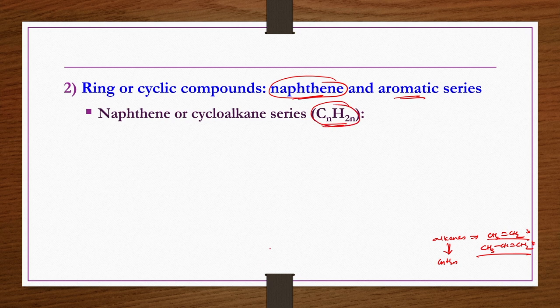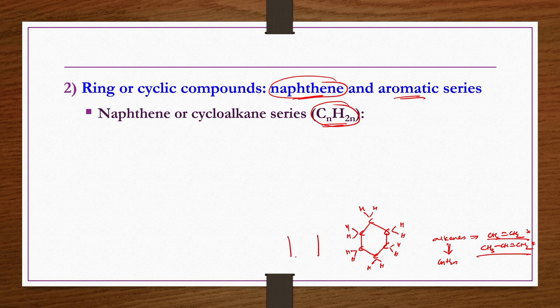But they are saturated. How is it? Because they are in cyclic form. Let us say you take cyclohexane, right? So this is one C, this is another C, this is another. Six carbon atoms are connected in a cyclic form like this. All of them have two hydrogen atoms. So CnH2n, and they are saturated because there are no double bonds.